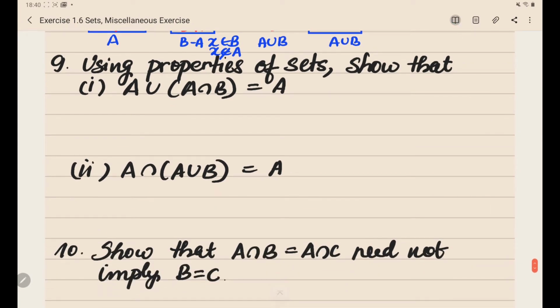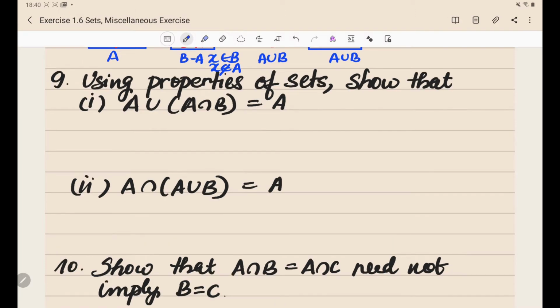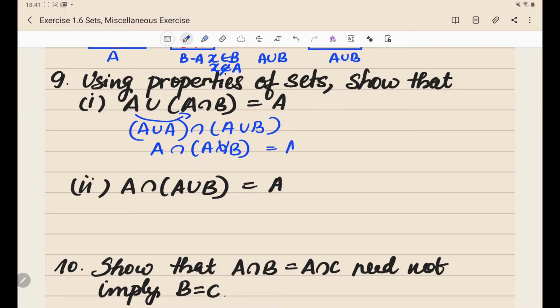Using properties of sets, show that A union (A intersection B) is equal to A. So let's directly use the distributive law here. A union (A intersection B) is (A union A) intersection (A union B), right? What is A union A? That is A, right? Again, intersection (A union B). If you take A union B intersection A, you will get the same set A itself. I hope it's clear.